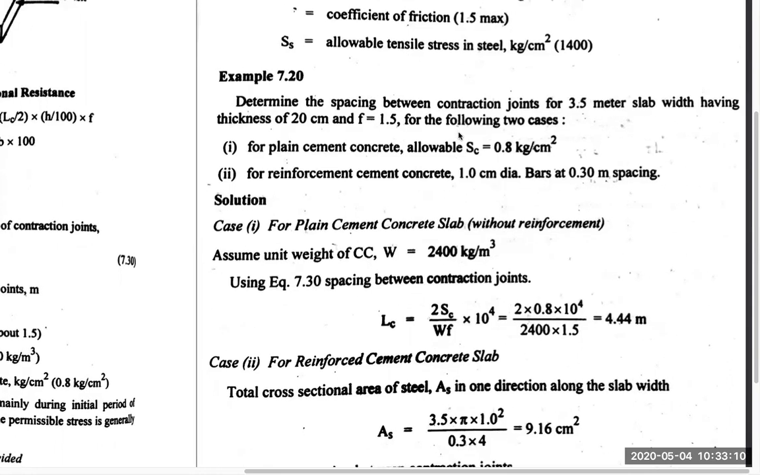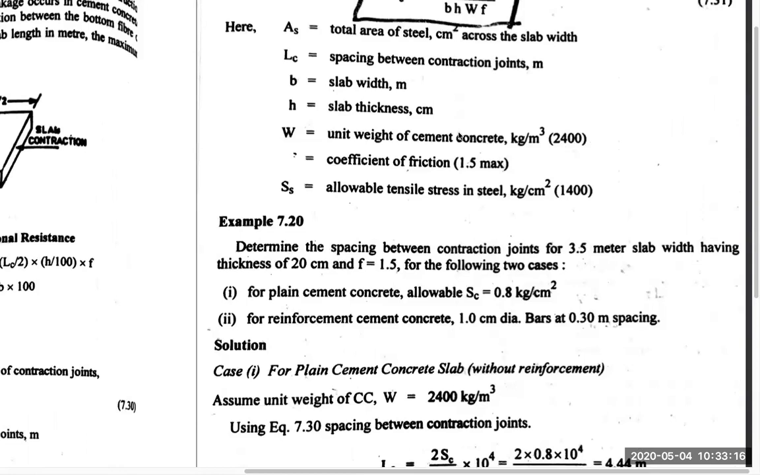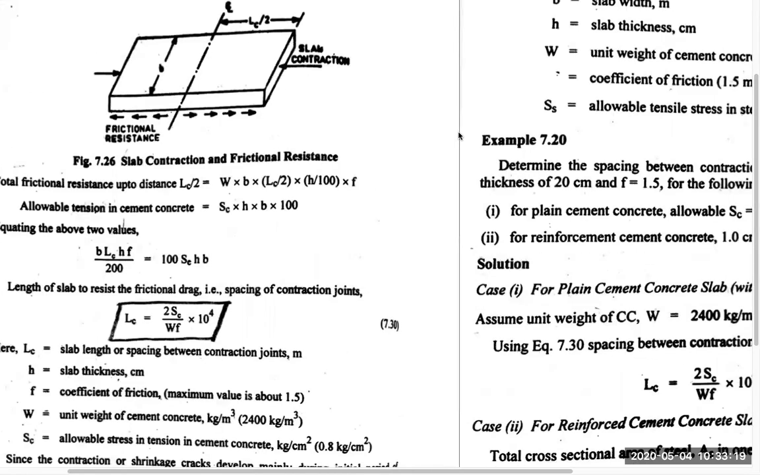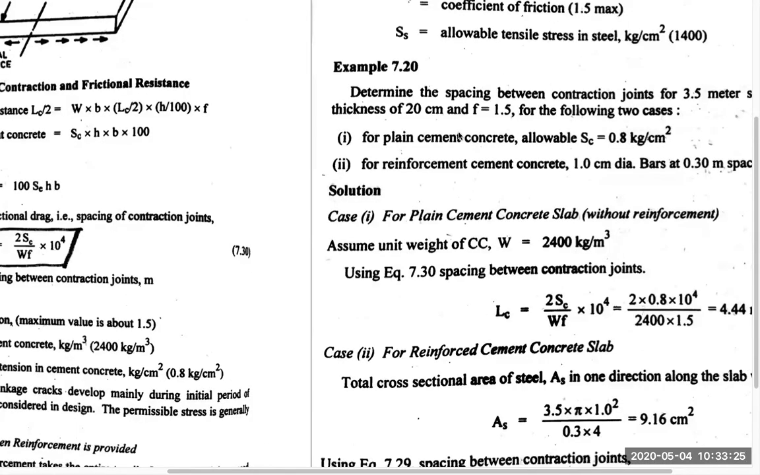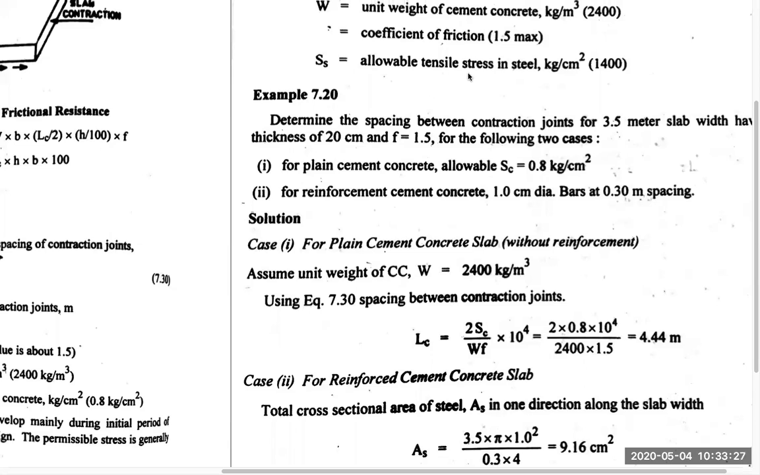Cement concrete allowable SC is given. Now SC is represented by, what is SC? Here you can see SC is the allowable stress in tension in cement concrete. Okay, so SS is the allowable tensile stress in steel. Okay, so this is not given, you can take directly the 1400 value.